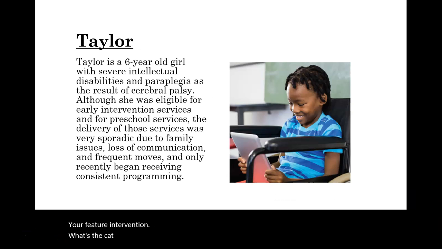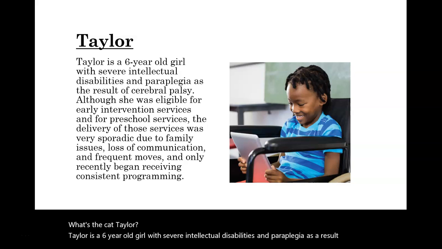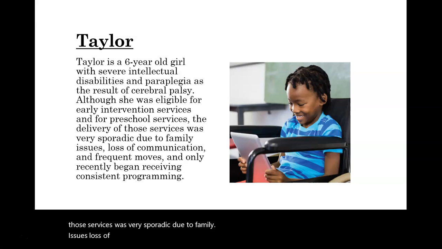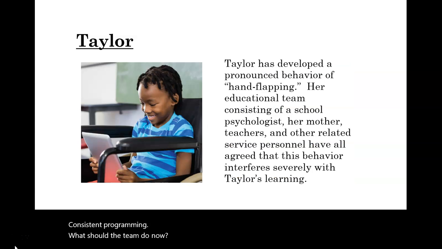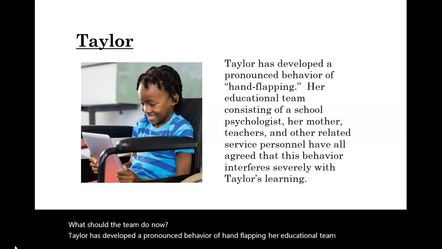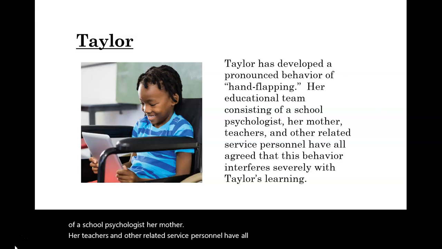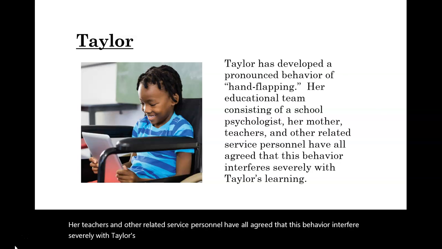Let's look at Taylor. Taylor is a 6-year-old girl with severe intellectual disabilities and paraplegia as a result of cerebral palsy. Although she was eligible for early intervention services and for preschool services, the delivery of those services was very sporadic due to family issues, loss of communication, and frequent moves, and only recently began receiving consistent programming. Taylor has developed a pronounced behavior of hand flapping. Her educational team, consisting of a school psychologist, her mother, her teachers, and other related service personnel, have all agreed that this behavior interferes severely with Taylor's learning. What should the team do now?